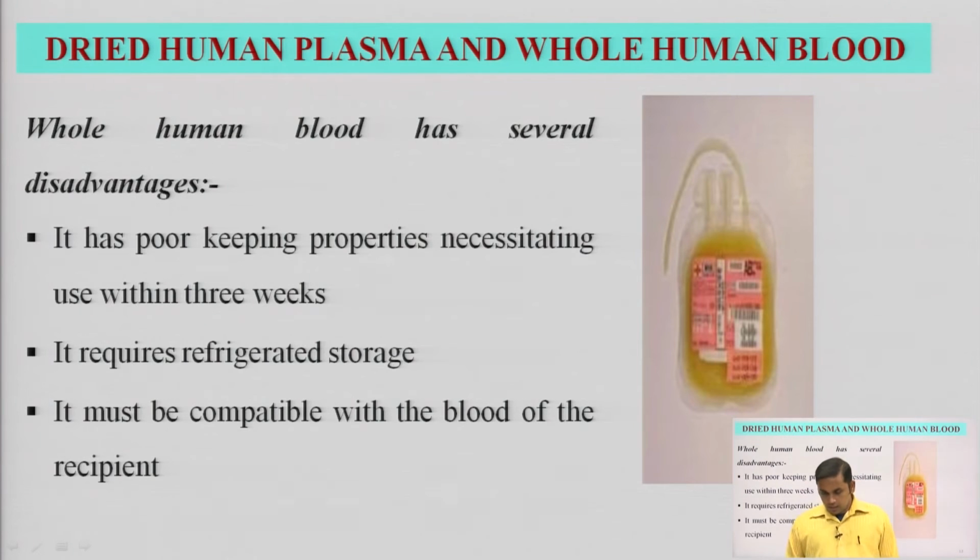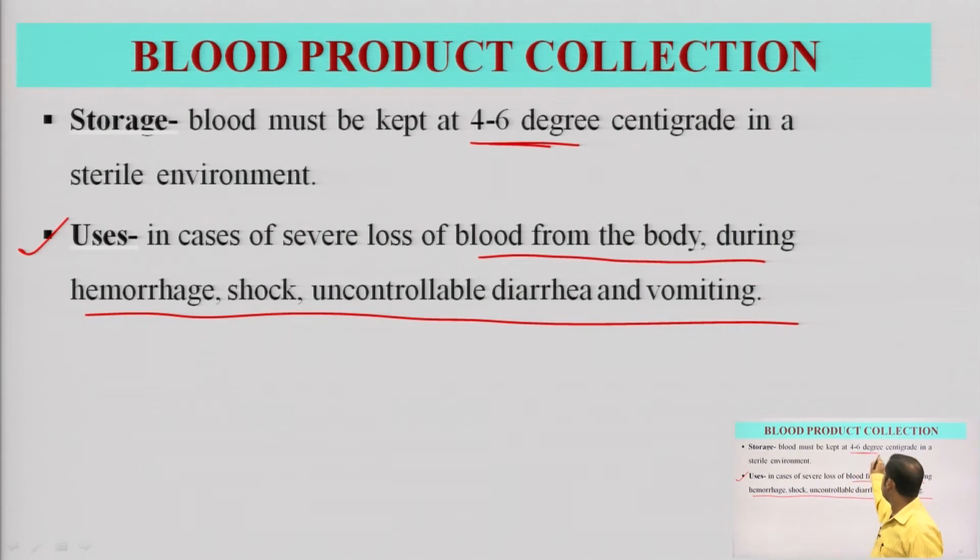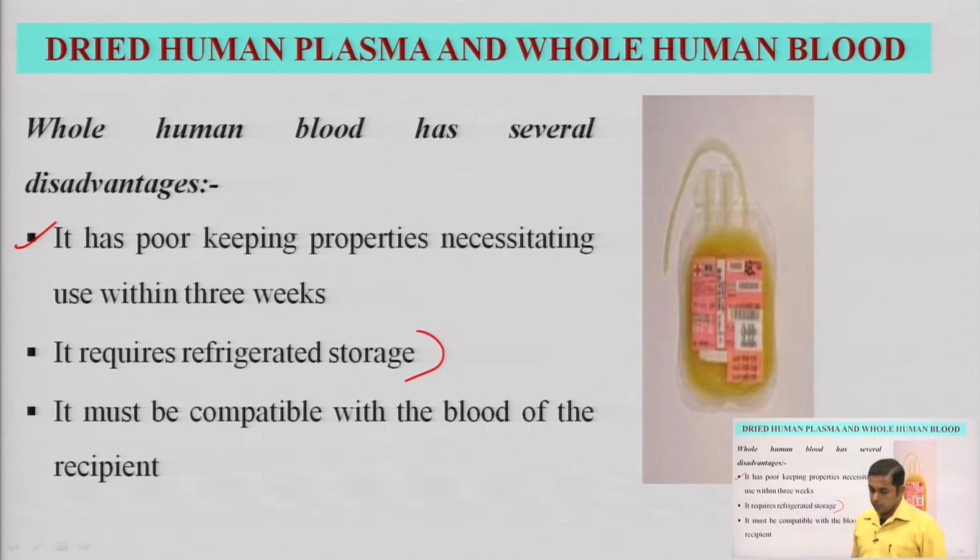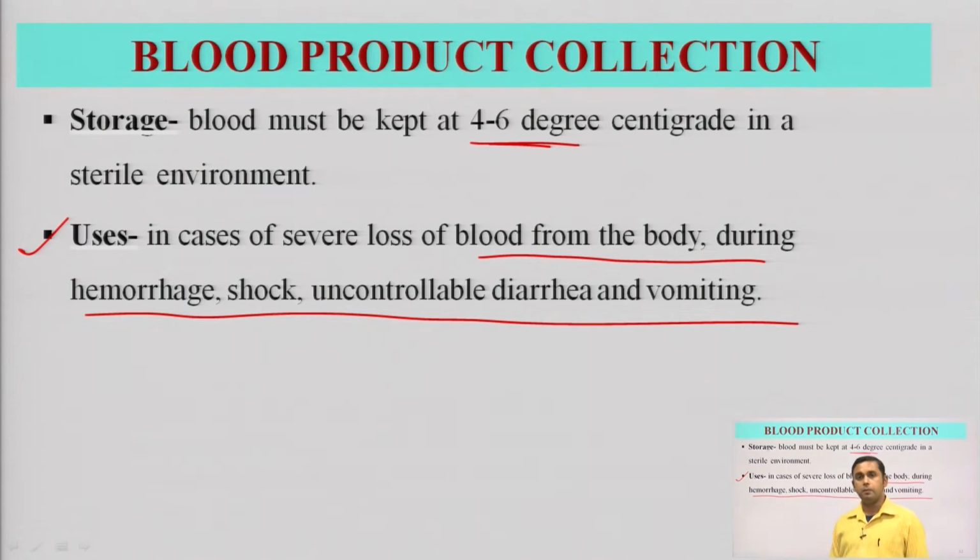Now, apart from understanding this part, let me tell you about dried human plasma, as well as whole human blood. The whole human blood, which I have shown you here, has some disadvantages. It has poor keeping properties, needing to be used within 3 weeks. It requires refrigerated storage, 4 to 6 degrees centigrade as I mentioned, and it must be compatible with the blood of the recipient. That is the major disadvantage of whole blood.